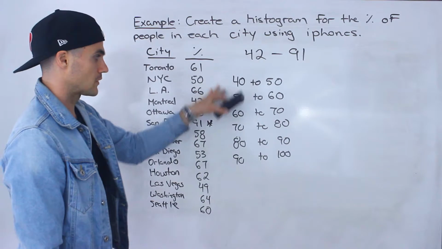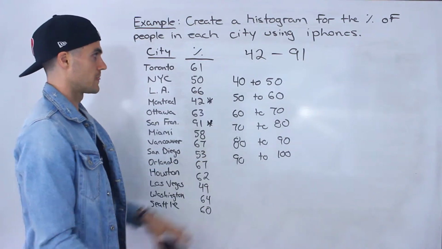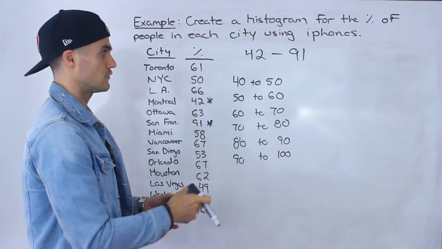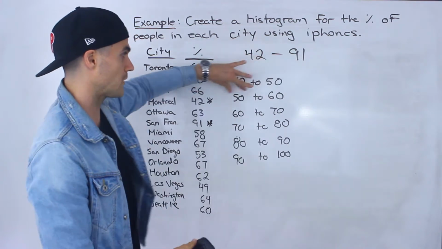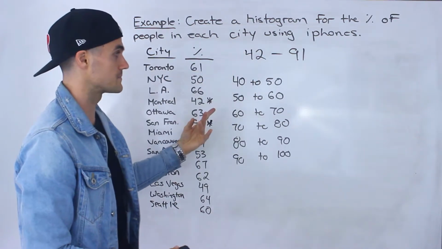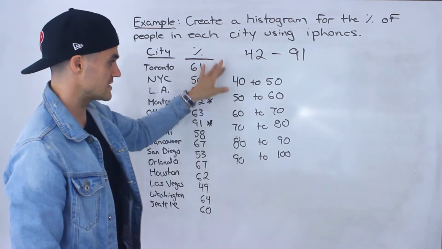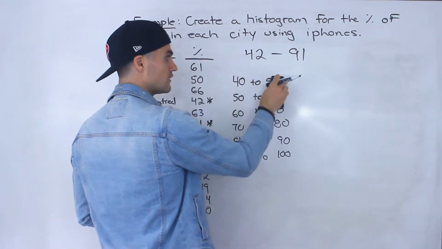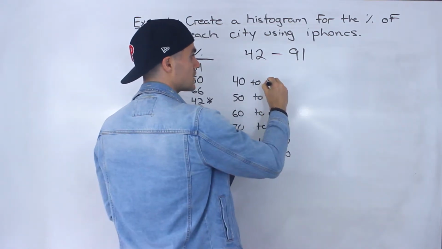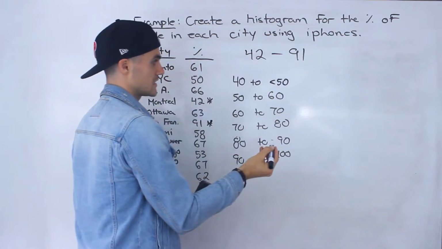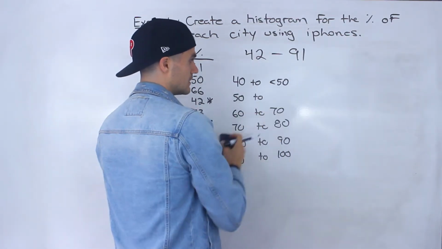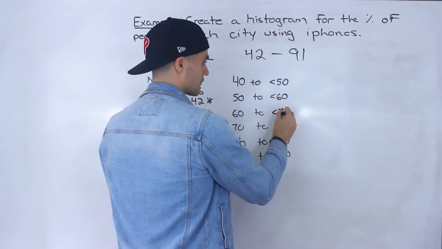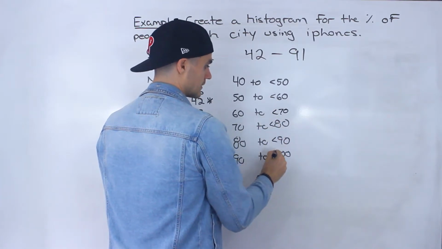Now, what's the problem with these intervals that I picked? If we take this 50 here for New York City, which interval does it fall in? We have 40 to 50 and then 50 to 60, so that 50 comes up twice, and this is actually not correct. Instead of saying 40 to 50, you would say 40 to anything less than 50, then 50 to anything less than 60, and then less than 70, less than 80, less than 90, less than 100.